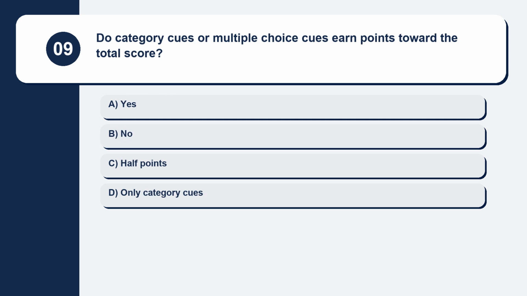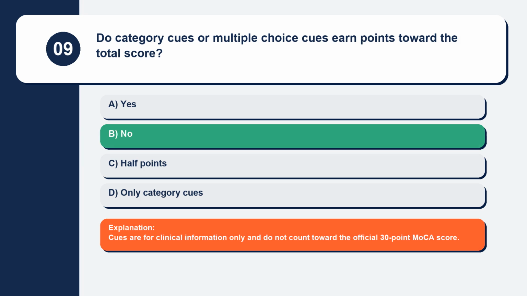Question 9. Do category Qs or multiple choice Qs earn points toward the total score? Yes. No. Half points. Only category Qs. Qs are for clinical information only and do not count toward the official 30-point MoCA score.